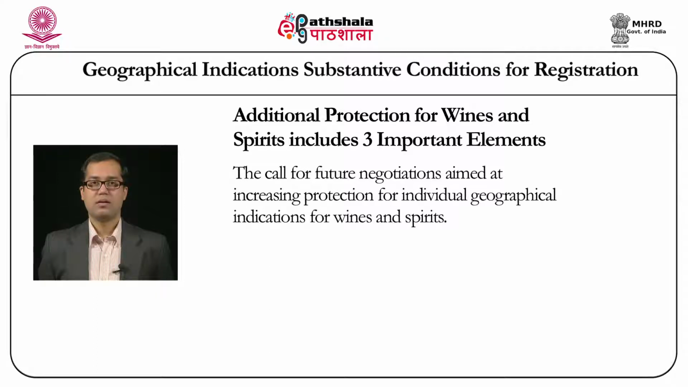An extra additional protection by the TRIPS agreement for wines only emphasizes the need to accord protection for each geographical indication for wines in the case of homonymous indications and the establishment of a multilateral system of notification and registration of geographical indications for wines eligible for protection in the jurisdictions of those WTO members participating in the system.